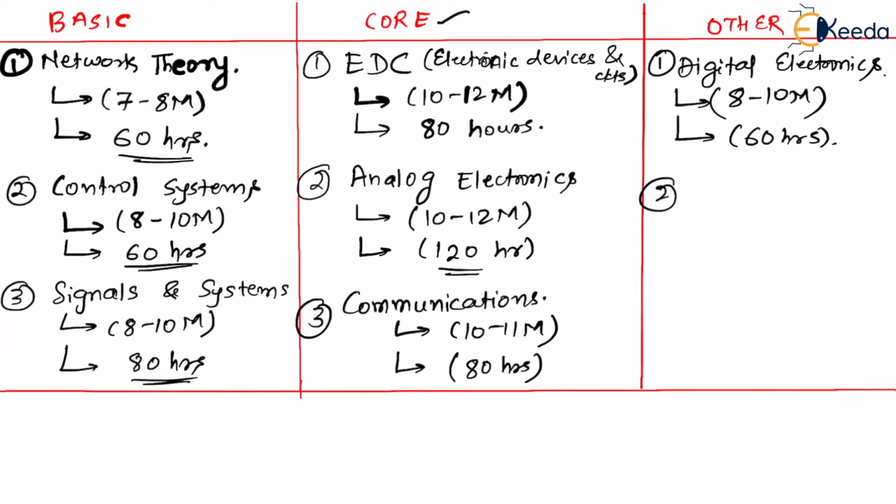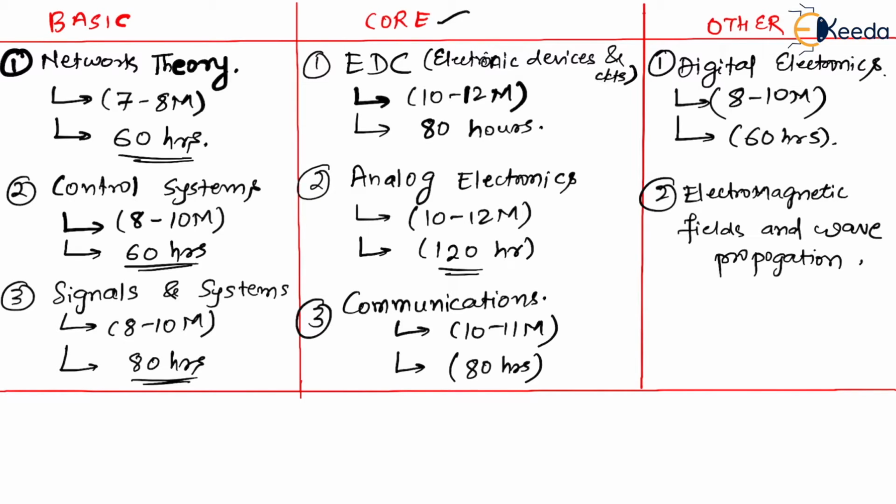Then the next subject in other subjects is going to be what? Electromagnetic fields and waves, fields and wave propagation. So EM theory plus waves. So this is going to be a very important subject. In this EM theory, the weightage is going to be somewhere around 9 to 11 marks, and the time required to complete this subject is going to be 60 hours.